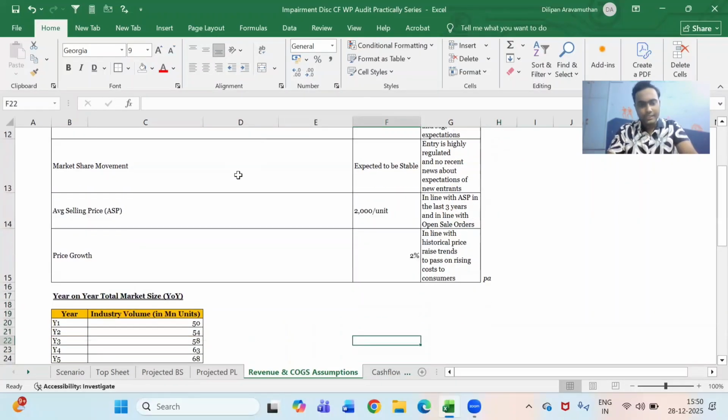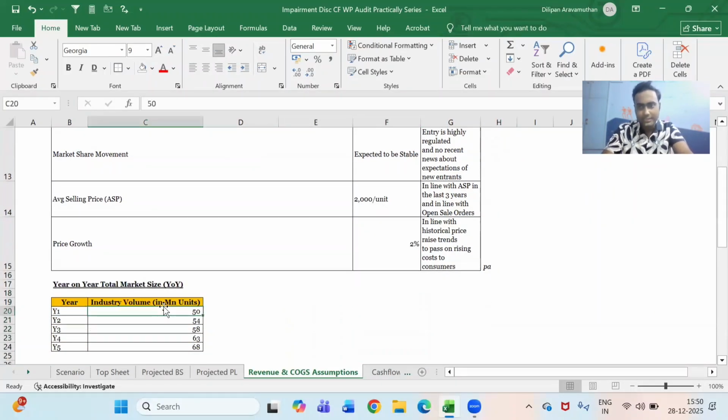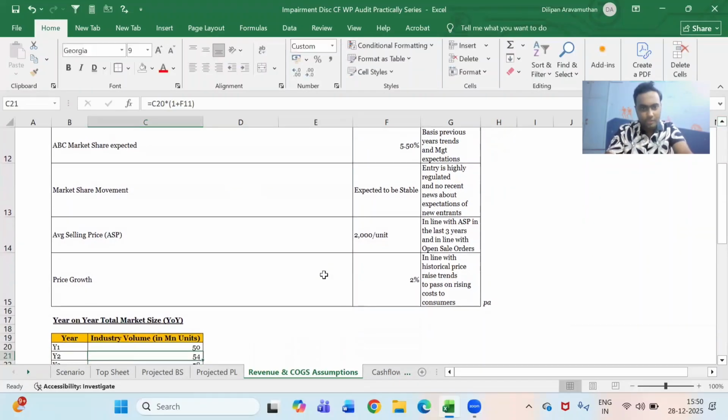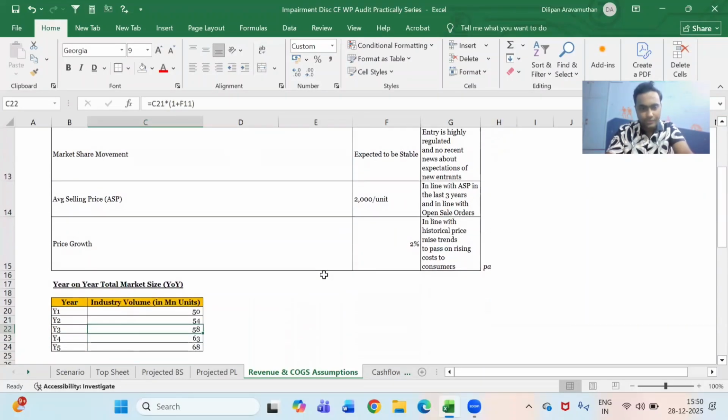Let's just come down. Let's compute the market size. So we understood that in year one, it was 50 million units. And as we had discussed, we expected the industry to grow by 8%. So 50 plus 8%, 54. And 54 plus 8%, 58. 58 plus 8%, 63. 63 plus 8%, 68. So this is the industry size year on year: 50 million units, 54 million units, 58 million units, 63 million units, and 68 million units.